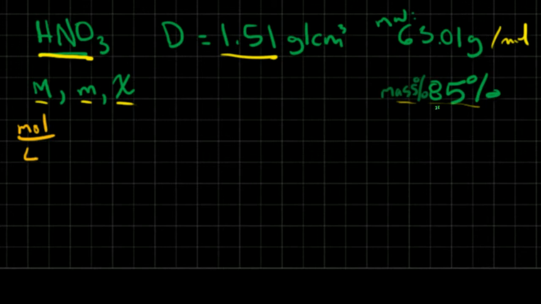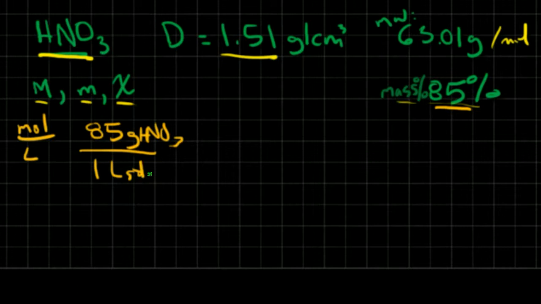So I know that if it's 85%, that's going to be for every 85 grams of nitric acid, I'm going to have 1 liter, I should have done this first, of solution. Well, that's totally wrong. Okay. We need to come from the mass percent.